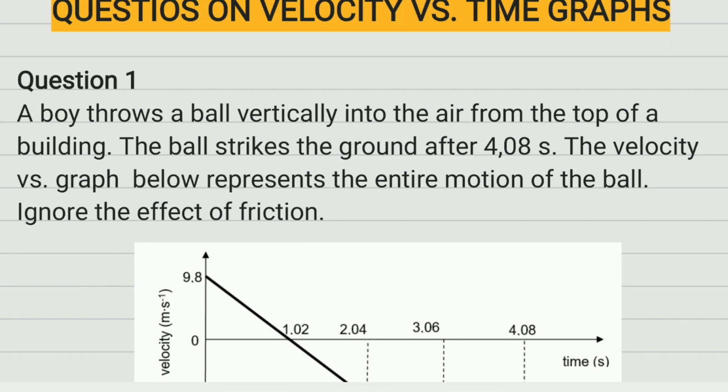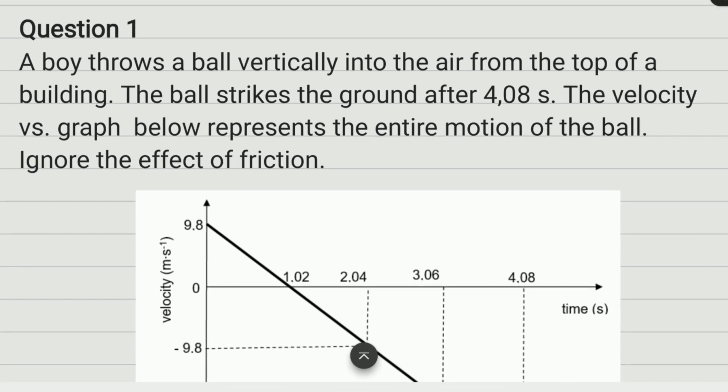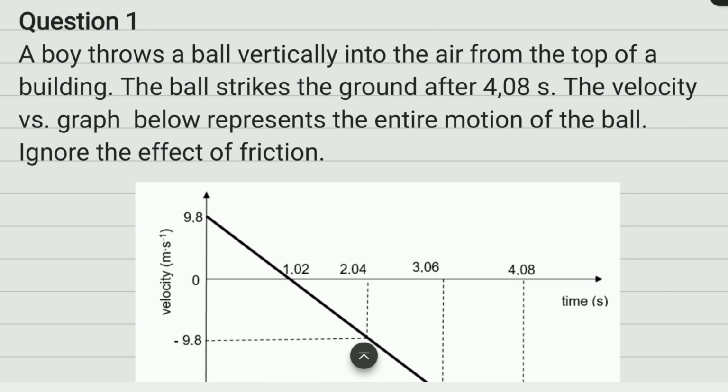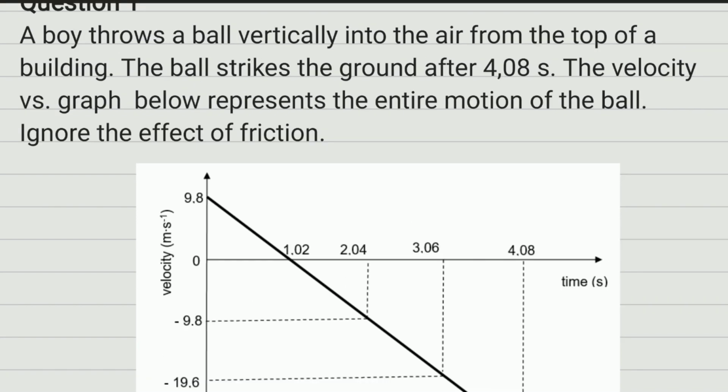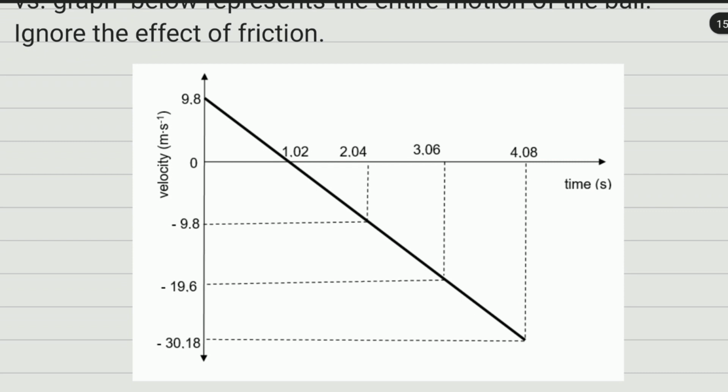Okay, the first question says a boy throws a ball vertically into the air from the top of a building. The ball strikes the ground after 4.08 seconds. The velocity versus time graph below represents the entire motion of the ball. Ignore the effect of friction. And here we can see the graph.